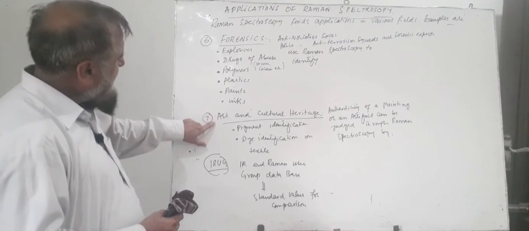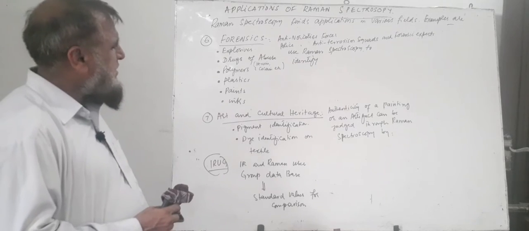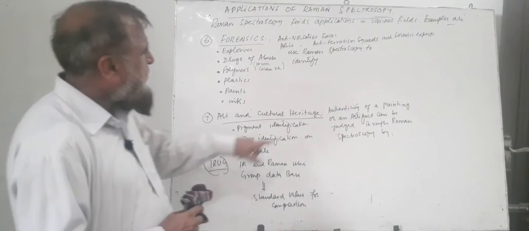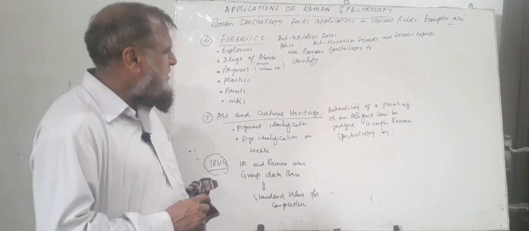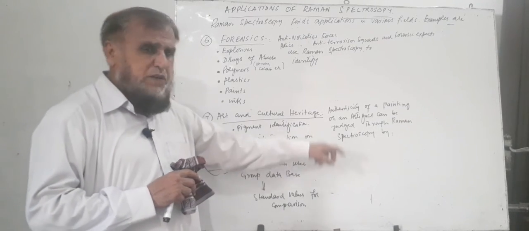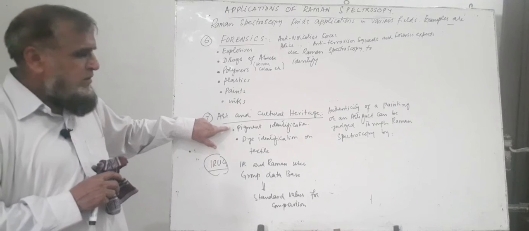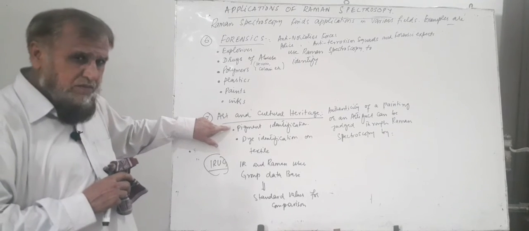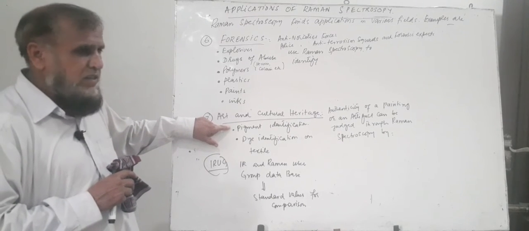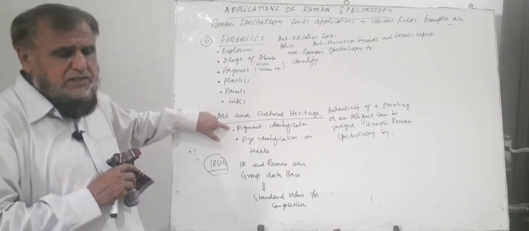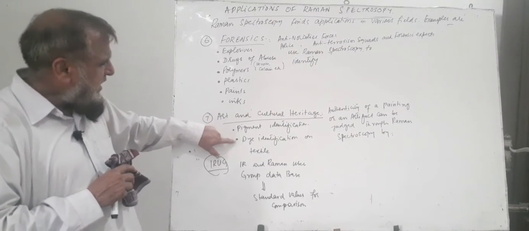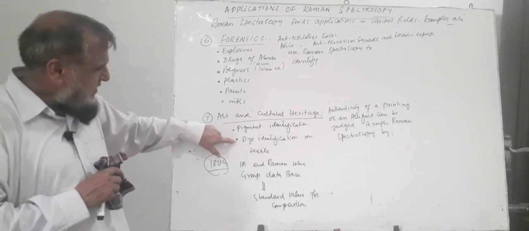The seventh use of Raman spectroscopy is in art and cultural heritage. Authenticity of a painting or an artifact can be judged through Raman spectroscopy by pigment identification. By knowing the pigment on a painting, we can find out the exact date on which it was made. Dye identification on textiles.